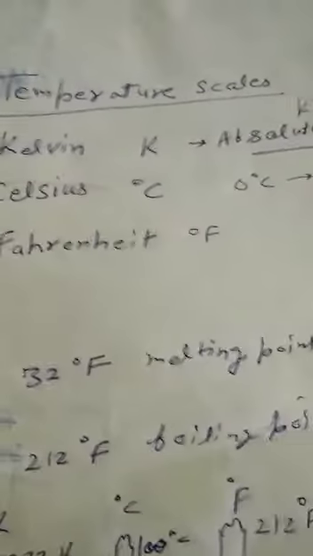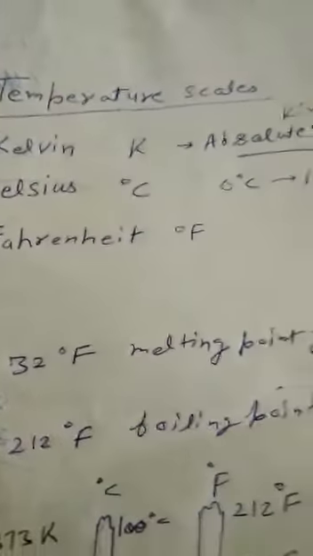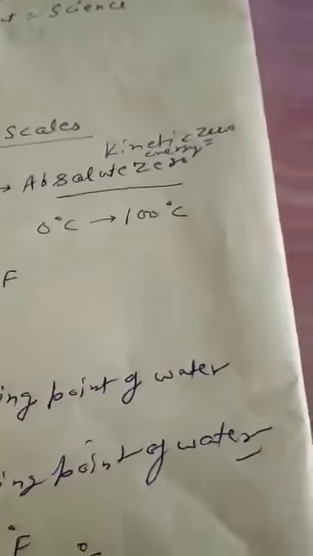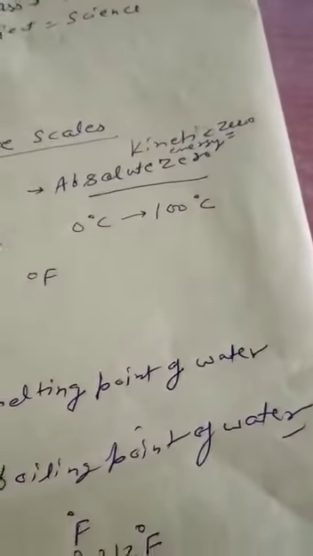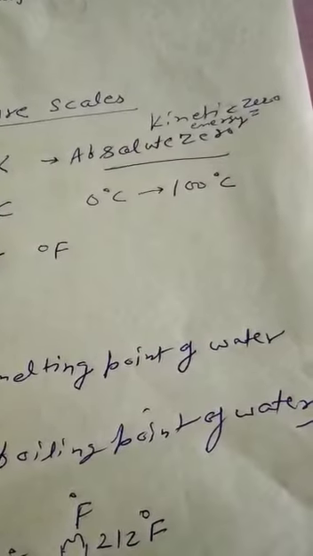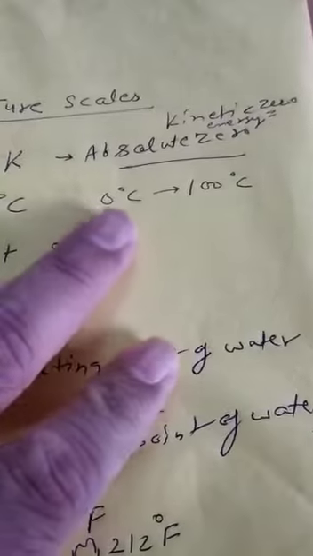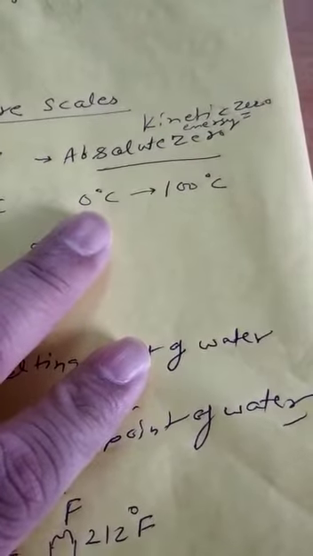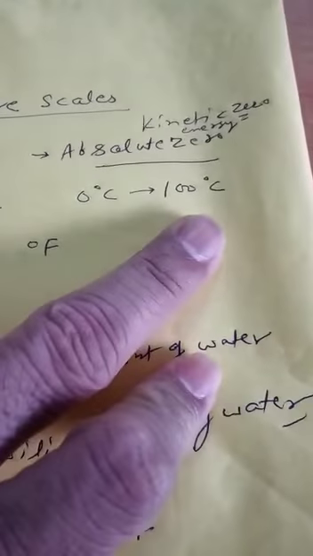The degree Celsius scale is related to the boiling point and freezing point of water. The range is from 0 degrees Celsius to 100 degrees Celsius. 0 degrees Celsius is the freezing point of water, and 100 degrees Celsius is the boiling point of water.